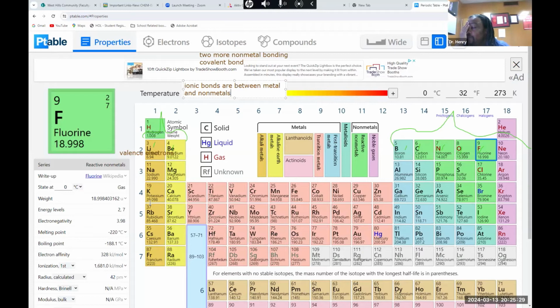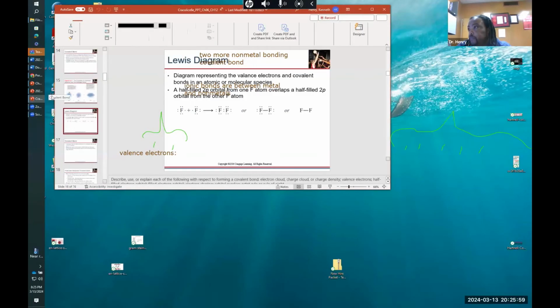So are you guys with me so far? Yes, no, maybe. Yeah. Yes. Okay, good. Okay, so we know that covalent is going to be sharing. And we know that ionic is going to be give and take. One is going to be giving, the other one is going to be taking.